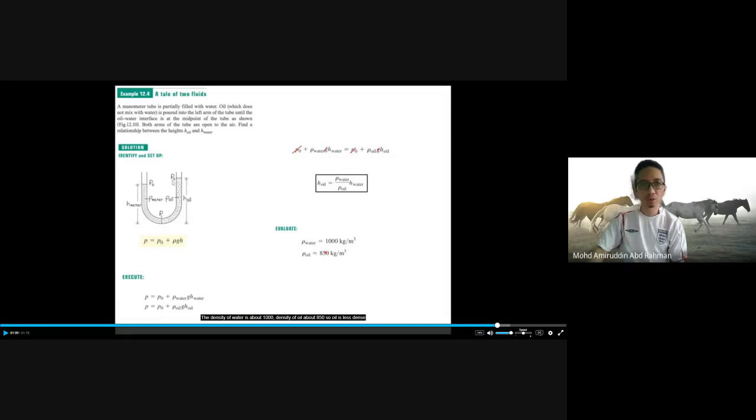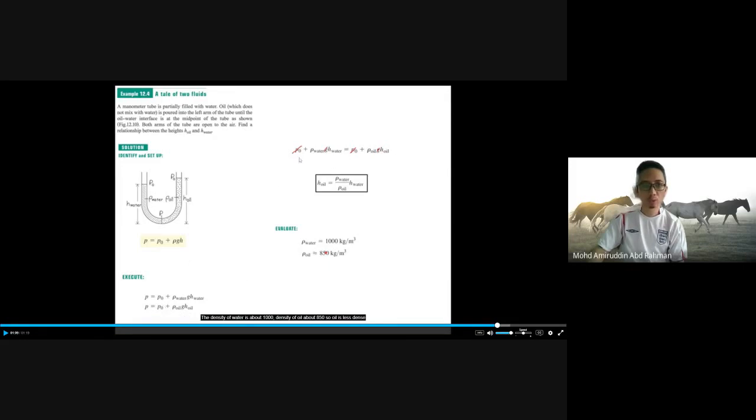But your initial pressure will be similar for both water and the oil. So you have P naught, the pressure at the surface of the liquid, which will be similar. So you have similar P and also similar P naught. So you rewrite that again, first in terms of the density of water, and another one in terms of the density of oil. So you can equate that equation.